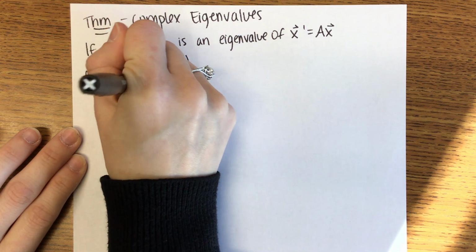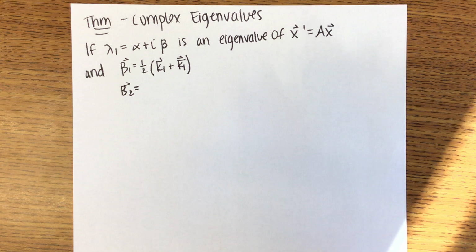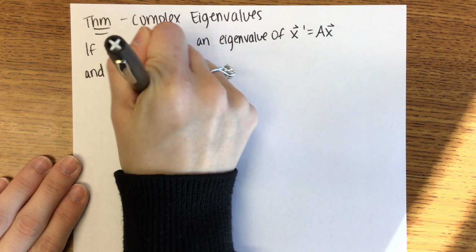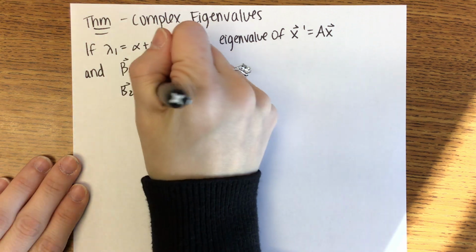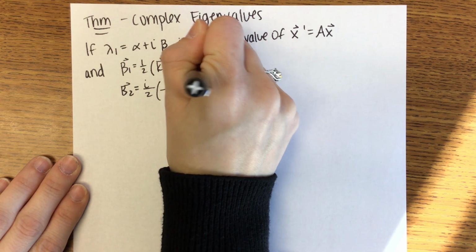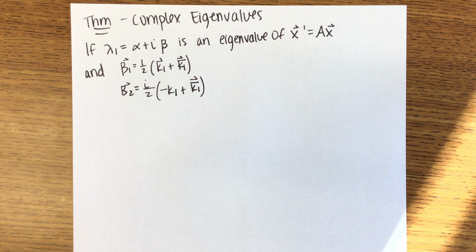Wait, so is it a line under the vector? Yes. So it's K1, the bar to denote conjugate, but then it's also a vector. B2 is i over 2 times negative K1, add K1 conjugate vector. Guys, I know this looks bad. It's not going to be that bad. Okay?